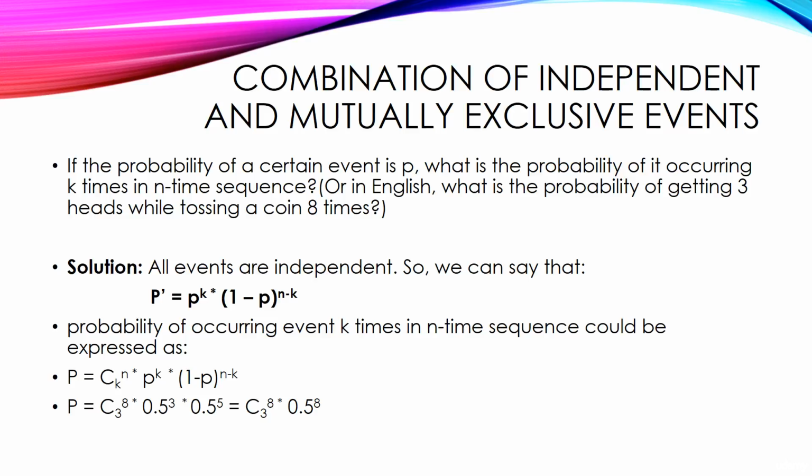In the example, the probability of event occurring k times in an n time sequence could be expressed as P is equal to nCk times P^k times (1 minus P)^(n minus k). The example with a coin, the right answer is P is equal to 8C3 times 0.5^3 times 0.5^5, which is equal to 8C3 times 0.5^8.